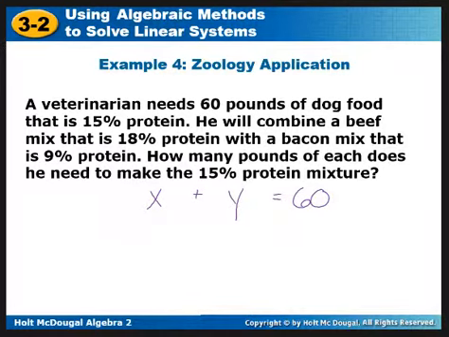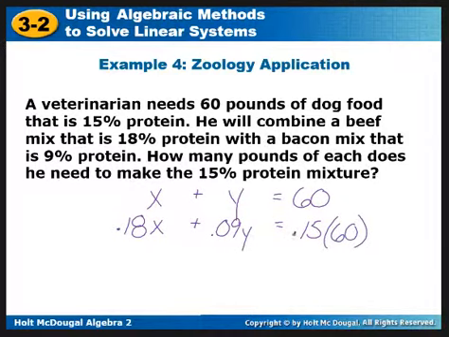Then things get a little bit more complicated as far as what each one is supposed to be made up of. We want a beef mix that is 18%. So I'm going to say 0.18 times x, plus we want a bacon mix that has 0.09, or 9%, times y, and that's supposed to give us something that is 15% protein. We're trying to figure out how much protein would be involved with that particular mix.